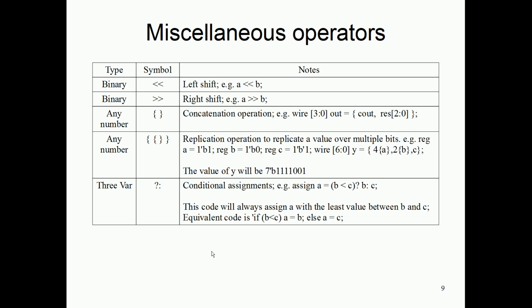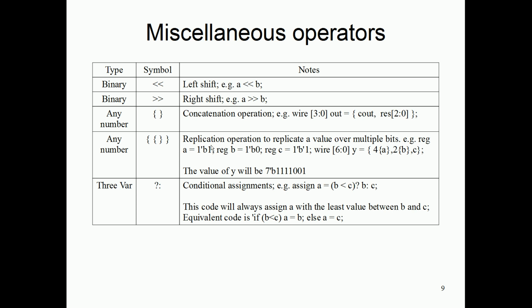There are some other special operators like left shift and right shift, same as in C and Java. This is a concatenation. It practically says that I'm grouping different nets or registers together, like cout, a 2-bit value, and a 3-bit register, something like that. So it becomes a total of a 4-bit value concatenated together, which is assigned to out, which is 4 bits. So this is a concatenation. We can put a list and group them together and assign it into a bus or something like that.